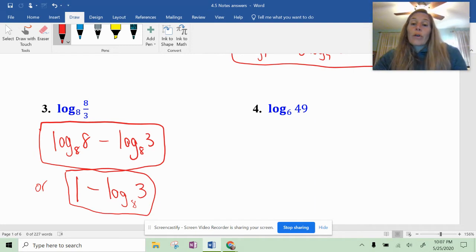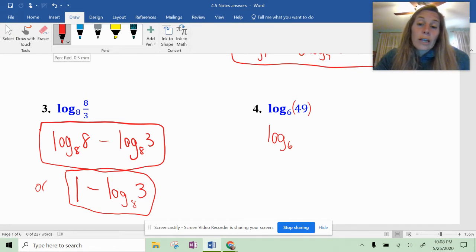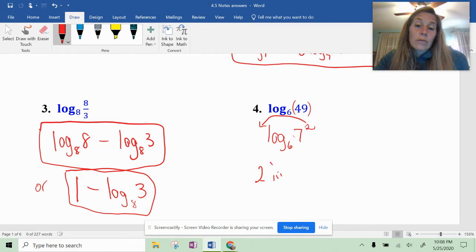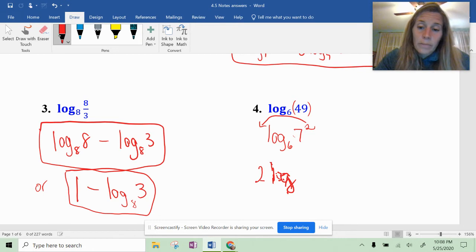Okay, so for number 4, now you might be like, well, what am I going to do? This is just one number here, 49. So sometimes if you needed to expand this for a certain reason, maybe you want to get some other number there, what could you change it to? You could change it to 2 numbers multiplied together and then break it up. Or you might notice that 7 times 7 is 49, and you can rewrite it that way. And then once you do that, you can move that number out front. So 2 times log base 6 of 7.